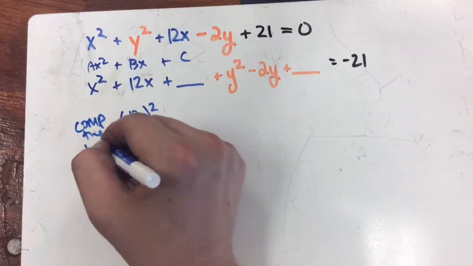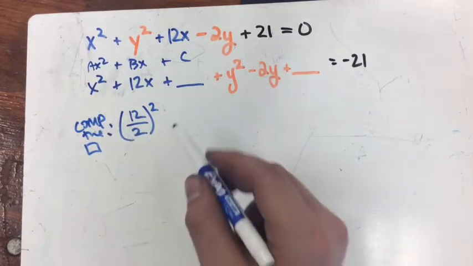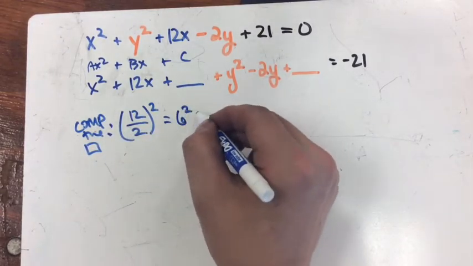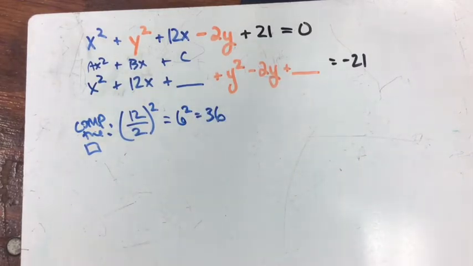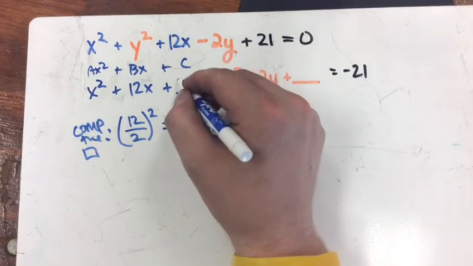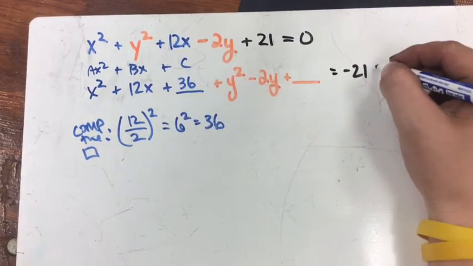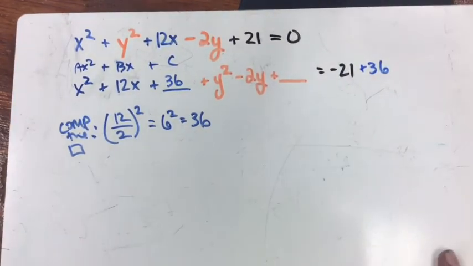Complete the square. This will give us 6 squared, or 36. We're going to take this number and add it to both sides. So we're going to add 36 here and add 36 over here.